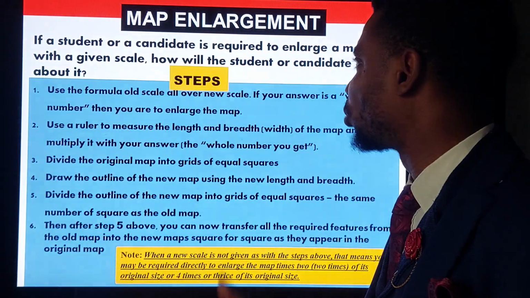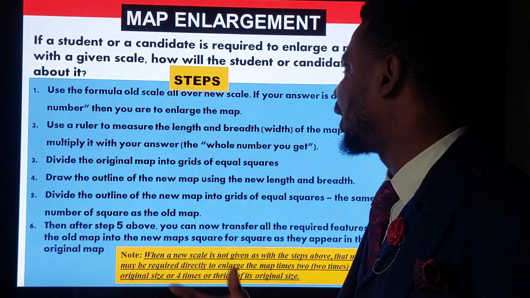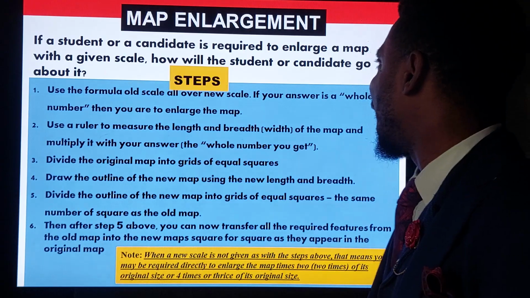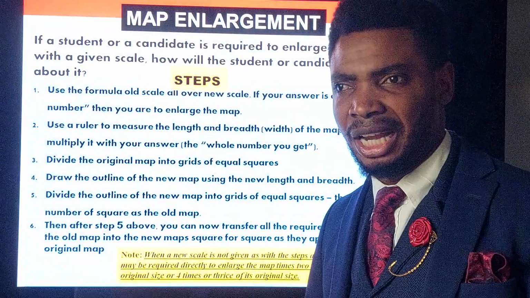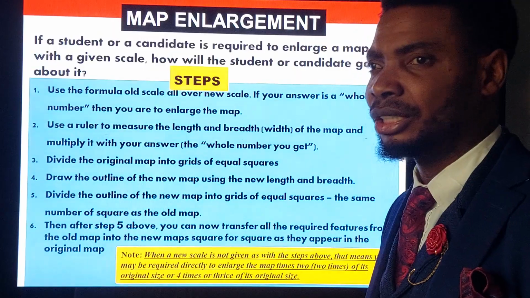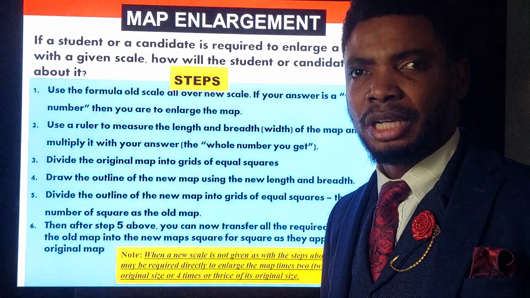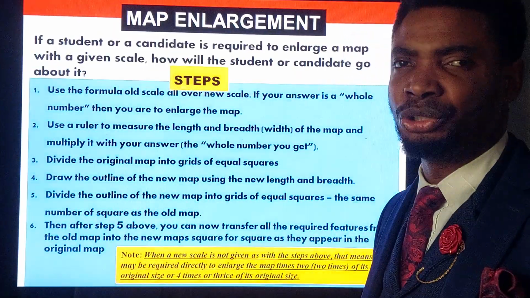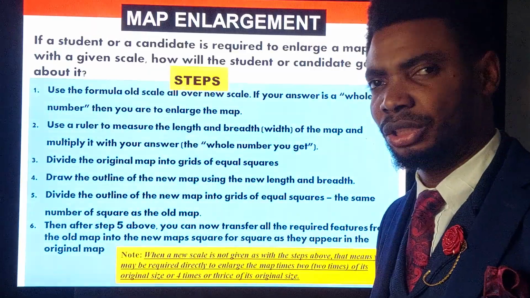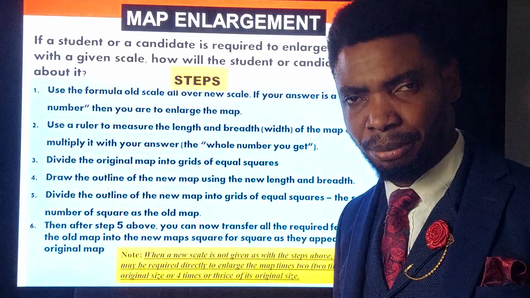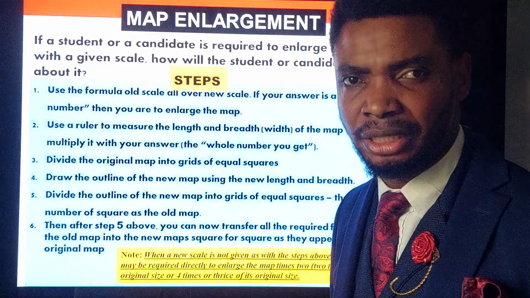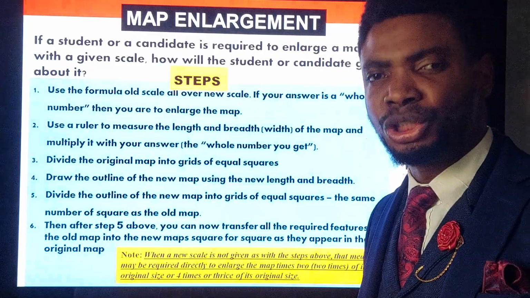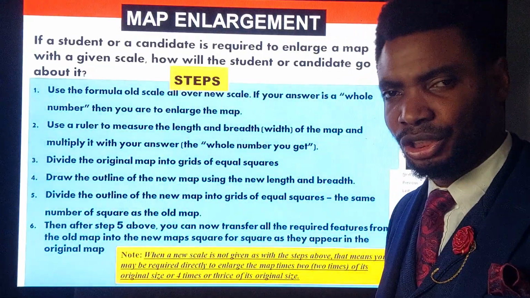The first step is to use the formula old scale over new scale, and if the answer is a whole number, then you are to enlarge it. I said in the last video that there is a formula, and the formula is old scale over new scale. If you get a fraction, that means you are to reduce the map. But if you use the formula old scale over new scale and you get a whole number, then it means that you are to enlarge the map.